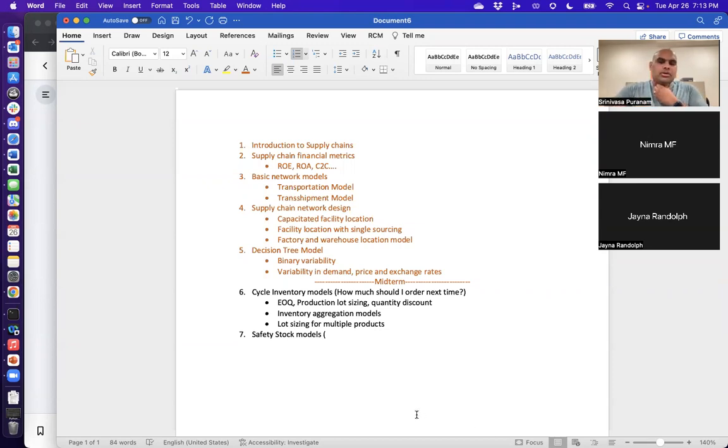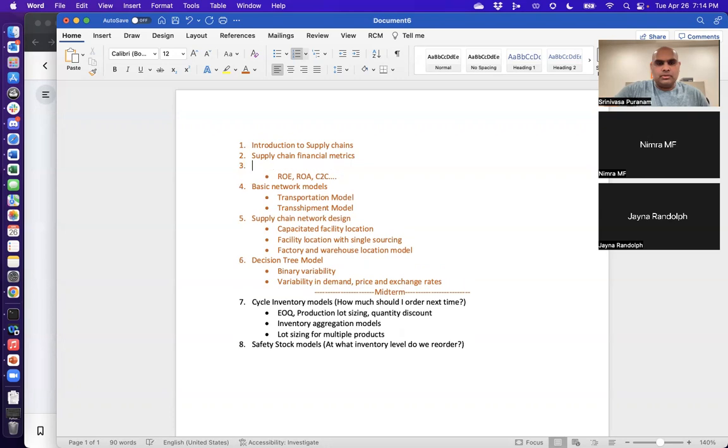Safety stock models answer the question: at what inventory level do we reorder? Another way of asking this is, when do we order next? How much do we order and when do we order next? The answer to when do we order next is, at what level of inventory do we order next? That's what safety stock models are about.